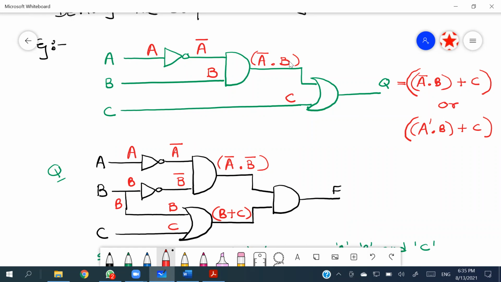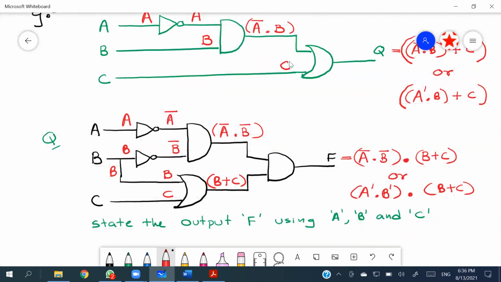Right? So how are we going to illustrate this? One thing that you are receiving is A bar dot B bar. And on the other hand, you are going to receive B plus C. And in between the brackets, it's going to be a dot. Or you can write this using dashes, which is A dash dot B dash dot B plus C, like this. People, is that clear?